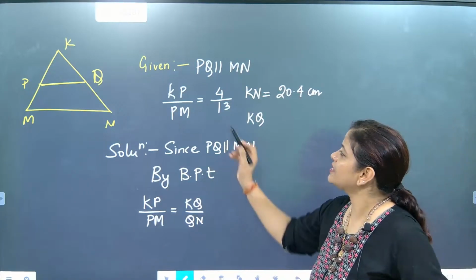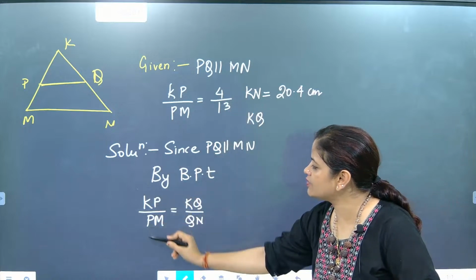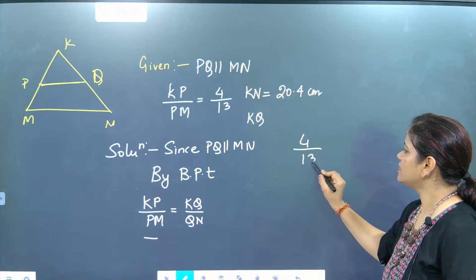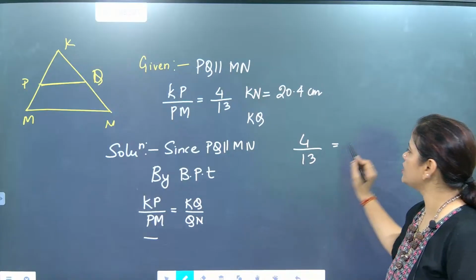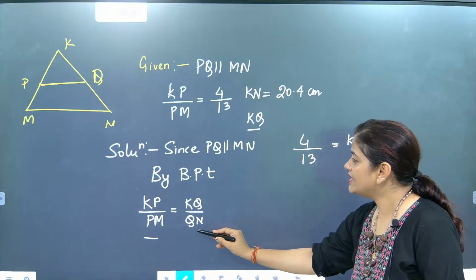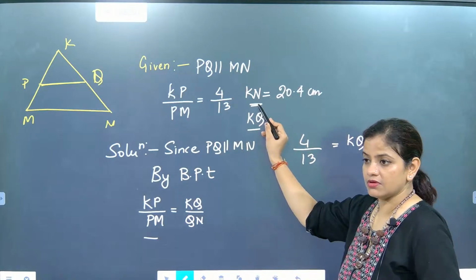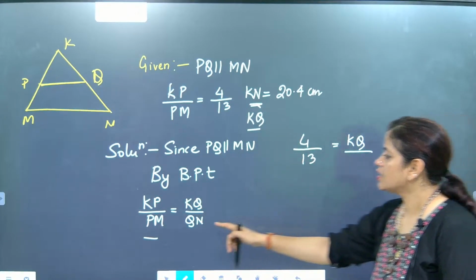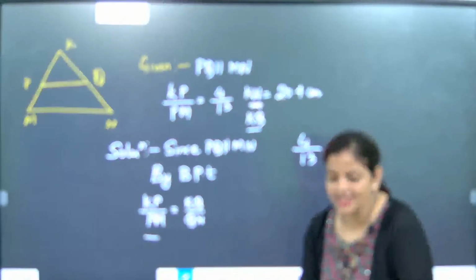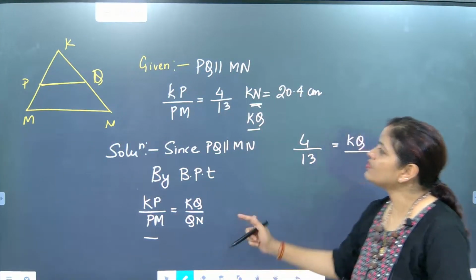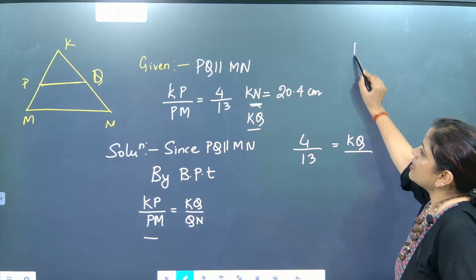Done? But see, KP by PM, this side directly the value will become 4 by 13. But here KQ is also there, and we have to find KQ. But down it is not KN. Did you check? Down it is written as QN. Problem. So what will we do? How to write QN?